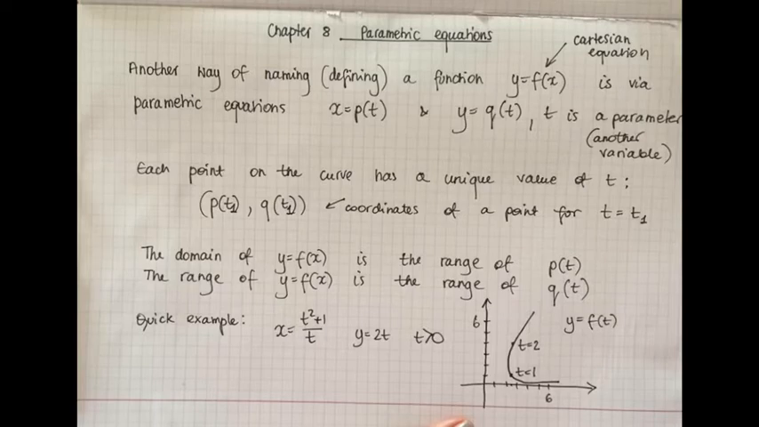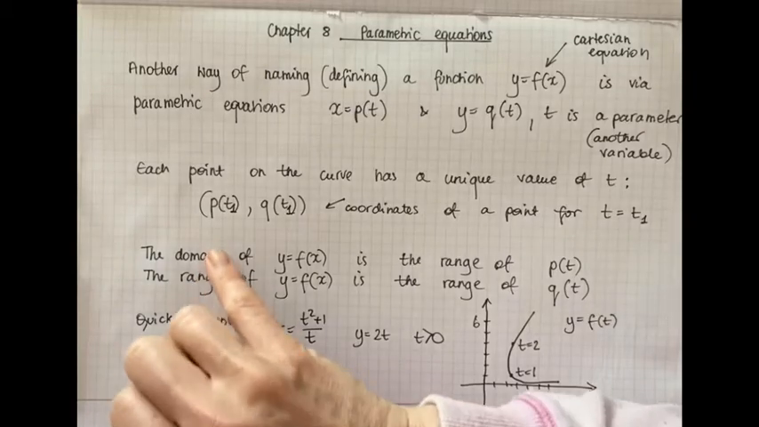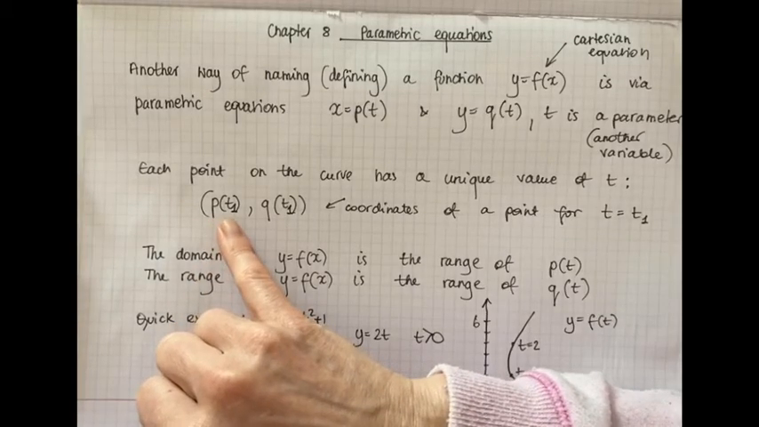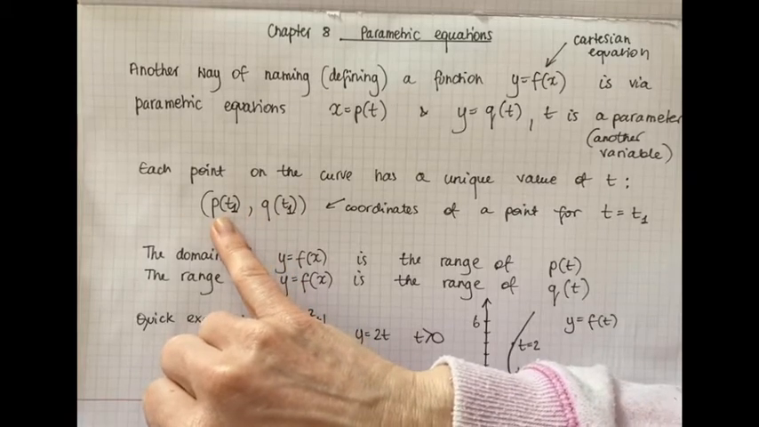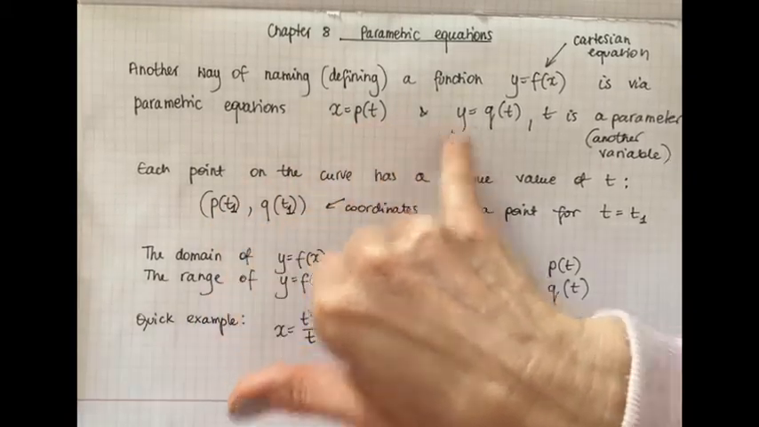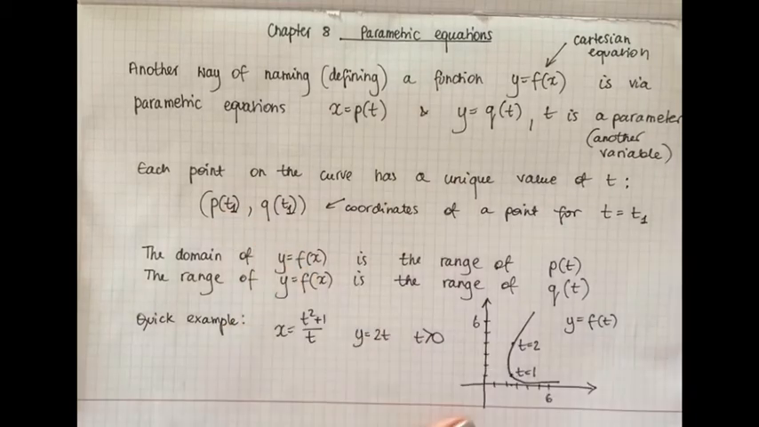Each point on the curve has a unique value of t, so it changes as you go along the curve, and it will follow the path along the curve. As t increases, you will be traveling along the curve in a particular direction. So at a point, you substitute the same value of t into the x definition and the y definition, and you get the Cartesian coordinates of that point.